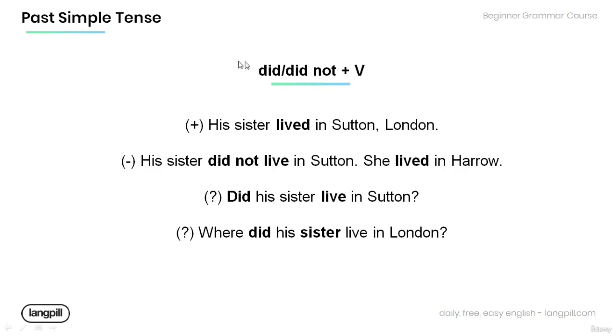Now let's have a look at the use of did or did not plus verb. Let's start off with a positive sentence. His sister lived in Sutton, London. The negative form of this sentence would be, his sister did not live in Sutton, she lived in Harrow. The question form of this sentence would be, did his sister live in Sutton? Where did his sister live in London?